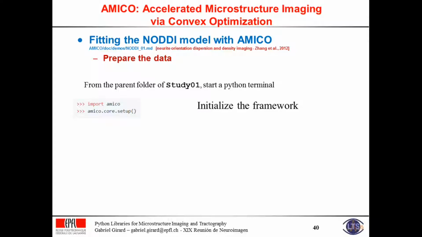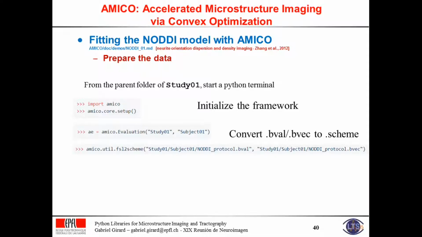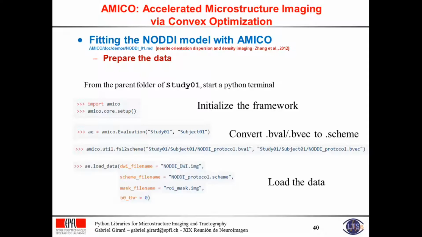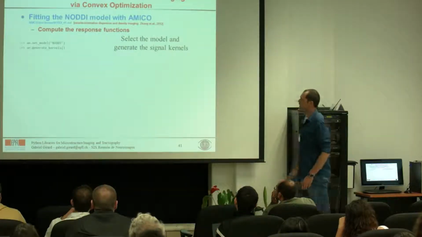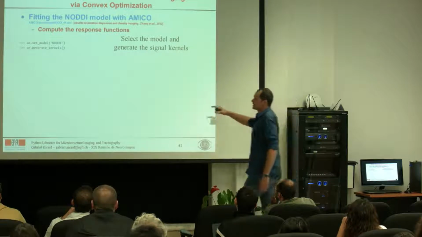In the same way that we did earlier, you structure your data in a study folder and a subject folder. You start your IPython terminal in the folder, and then you initialize the framework. You define the study and the subject, and in this case, we needed to convert the bval and bvec to a scheme file, which is the format that Amico uses for the diffusion images. Same thing as earlier: image, diffusion protocol, mask. We load the data, and now we are ready to compute the response function, in this case with the NODI model.